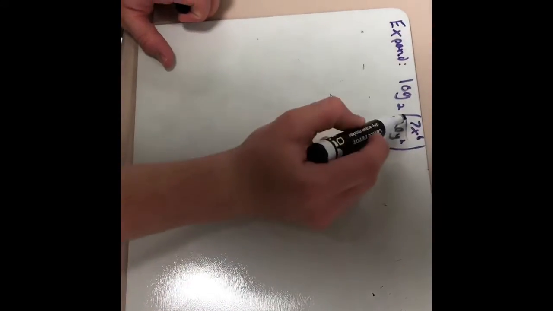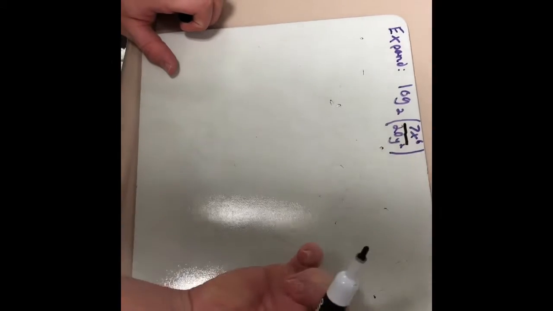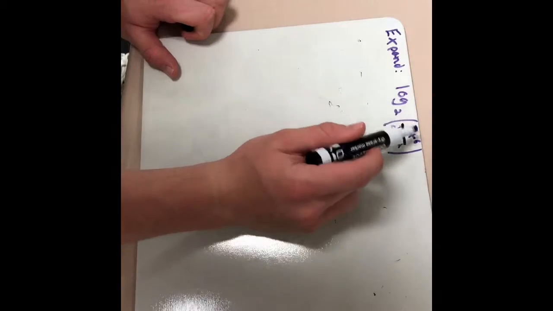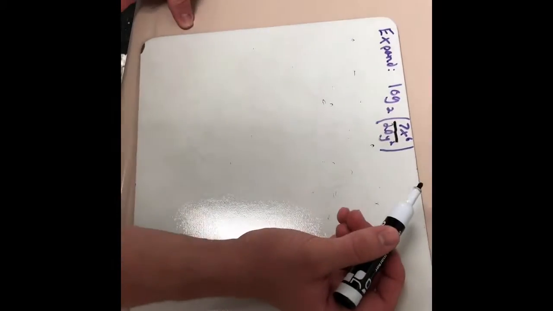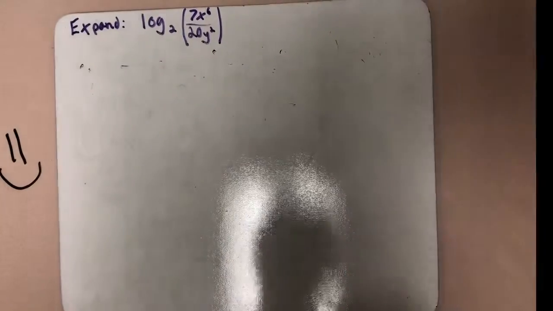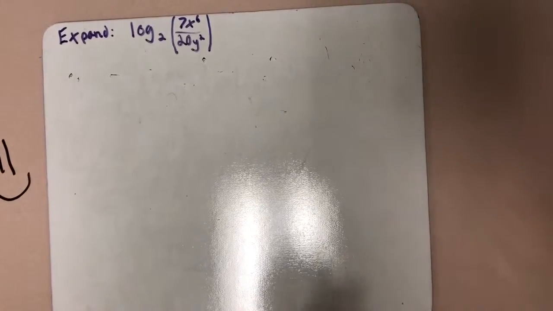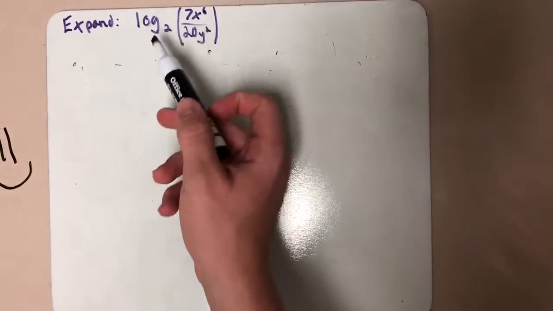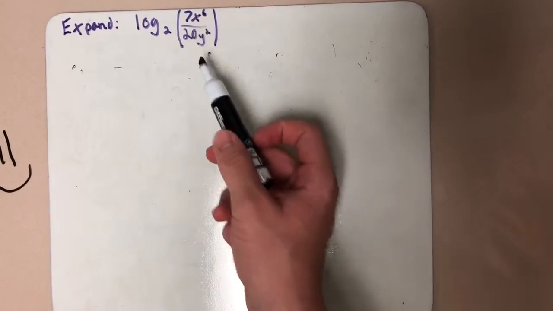Rules of expansion. So when it's division like this, it'll be subtraction in the expanded problem, and with this multiplication here, it'll be addition in the expanded form. So I'm gonna expand this equation. First thing I have to do is distribute the log base 2 to everything in here.